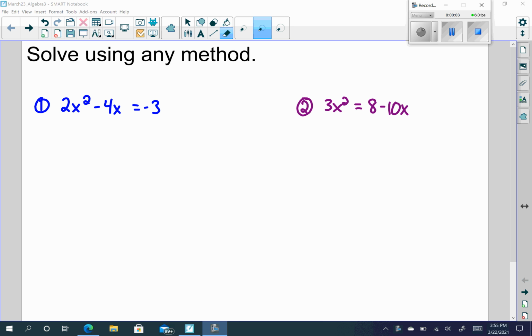Hello everyone. We're going to start today's lesson off just by reviewing two problems here where I want you to solve. Now what you were doing yesterday for the graded assignment, you weren't solving quadratic equations, you were just rewriting them in vertex form to graph.